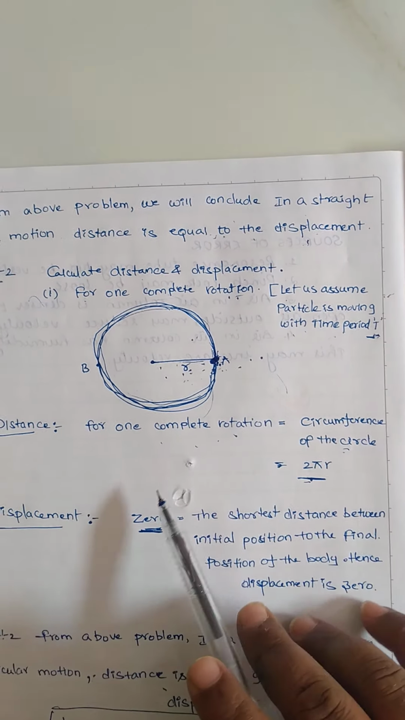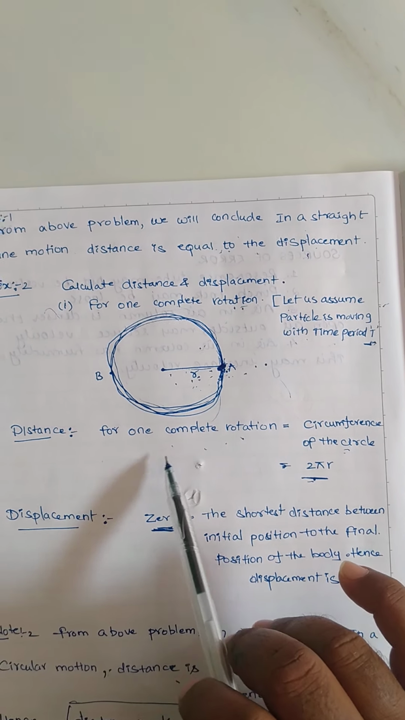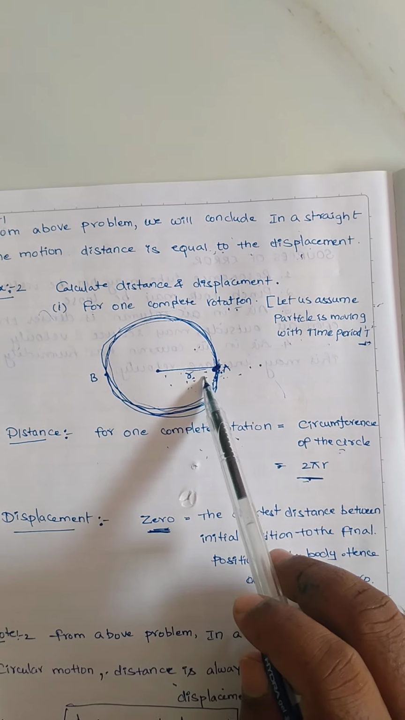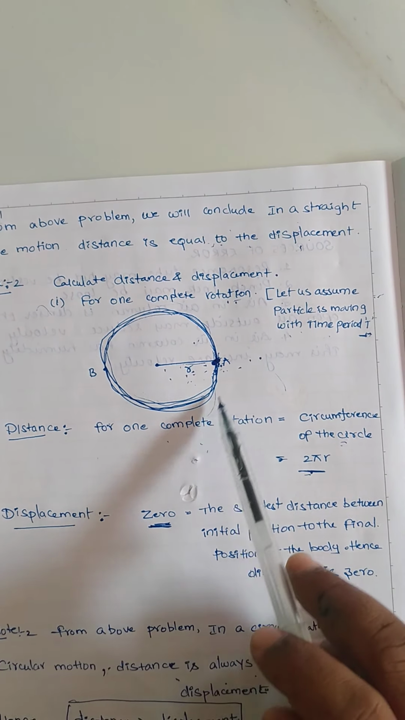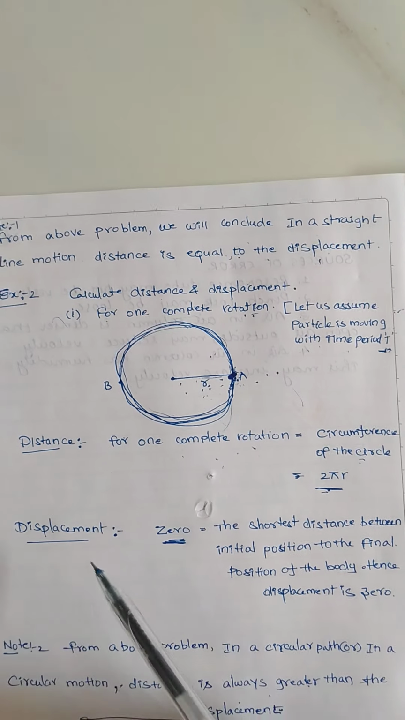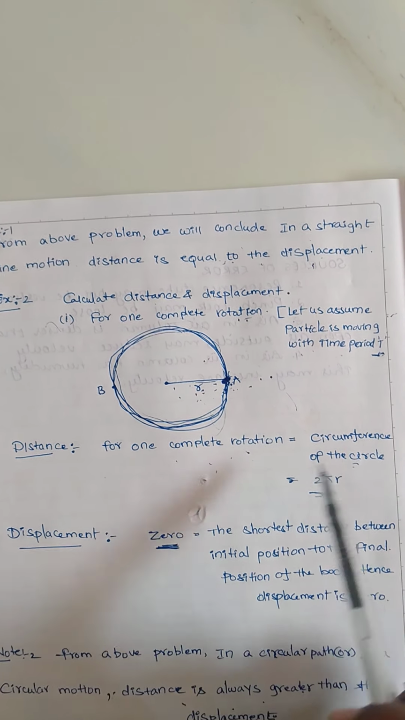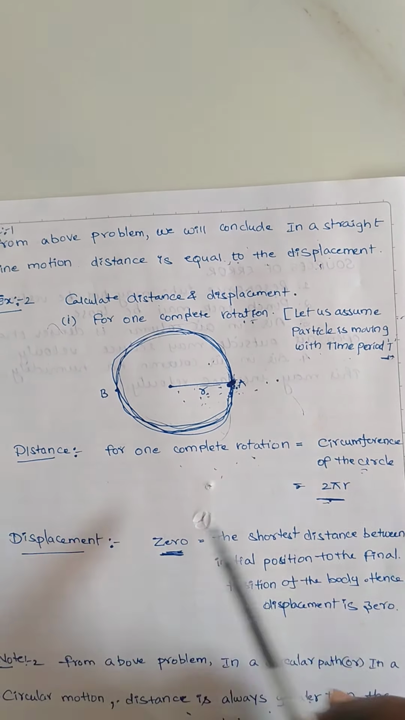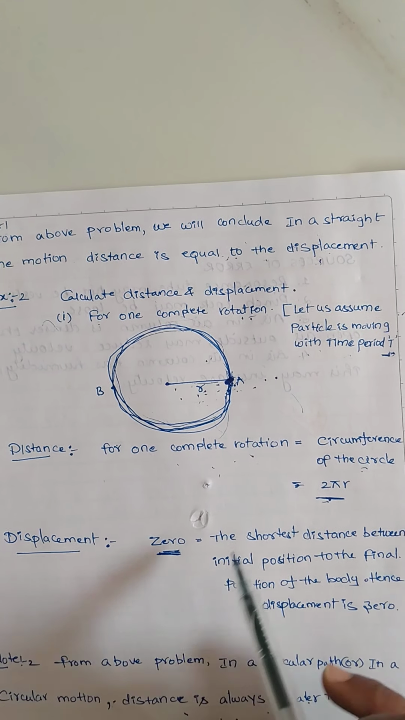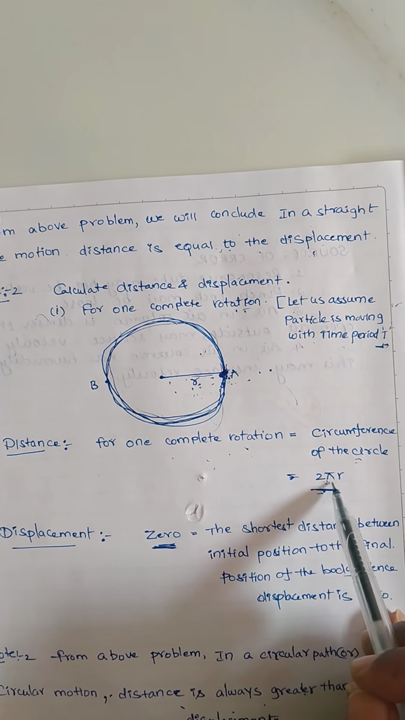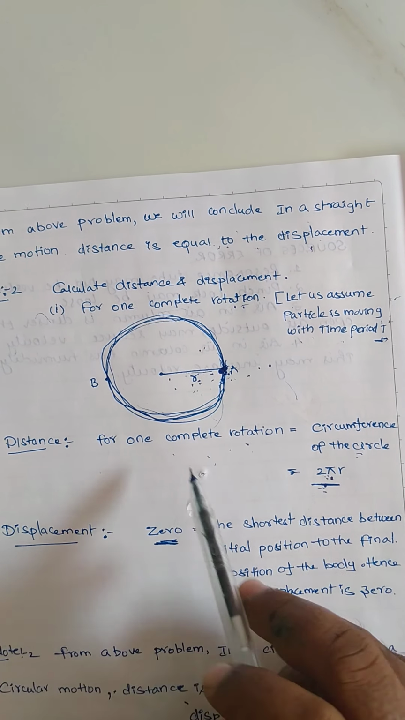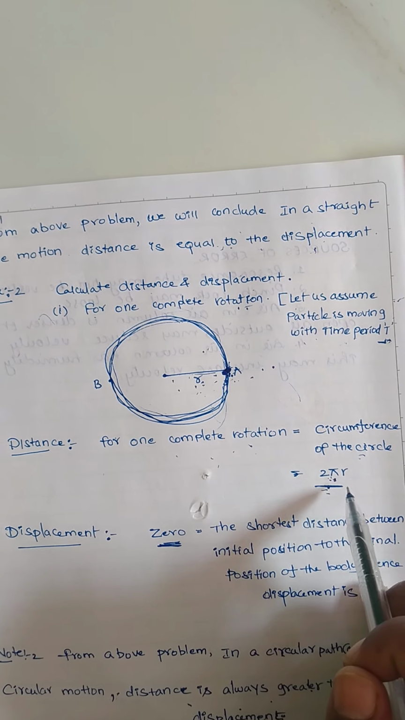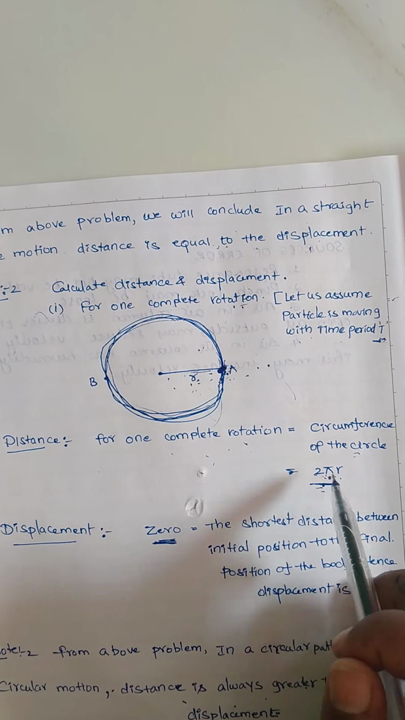So see, for example, here I want to calculate the distance for one complete rotation. It is basic mathematics. For one complete rotation, what is the distance? It is nothing but the circumference of the circle only. To complete one rotation, it takes 360 degrees, that is 2 pi, because pi equals 180 degrees, with radius R. So one complete rotation gives the circumference of the circle, which is 2 pi R.